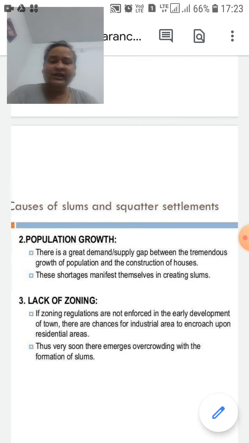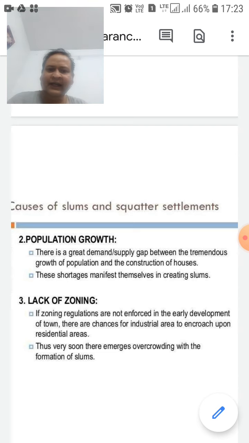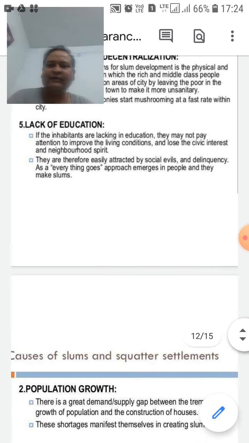Another, the foremost important point is population growth. There is a great demand-supply gap between the tremendous growth of population and the construction of houses. Still today in India, one third of the population is living as tenants. They don't have their own houses. These shortages manifest themselves in creating slums. Another key factor for slums is lack of zoning. If zoning regulations are not enforced in the early development of a town, there are chances for industrial areas to encroach upon residential areas. Thus, very soon, overcrowding emerges with the formation of slums.